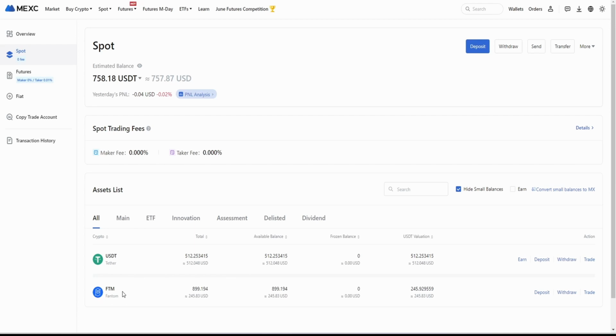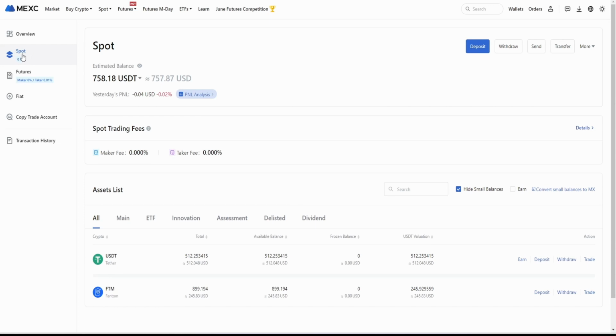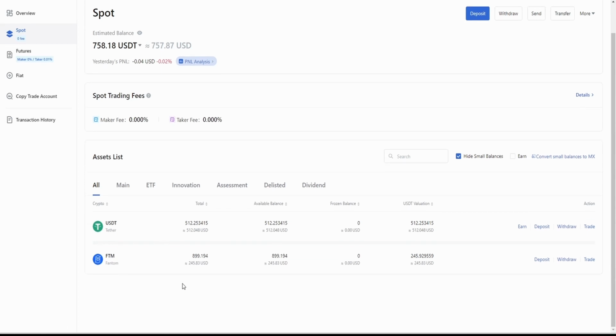Okay, so now I've received the Phantom into my trading account. If you don't see the crypto that you've deposited recently, all you got to do is go to refresh, and you'll likely see the crypto appear in your spot account. So make sure you're doing that. Now, because we're going to be trading and using leverage in the futures, we want to be able to convert the Phantom into USDT because that's what we'll be using to trade with.